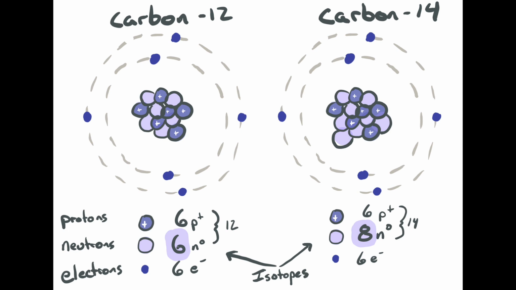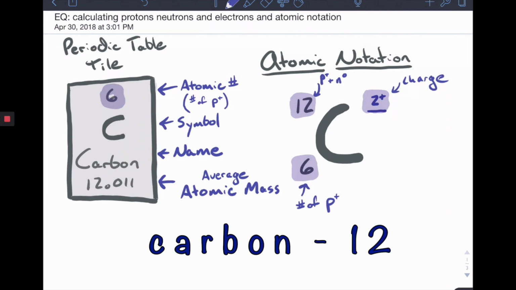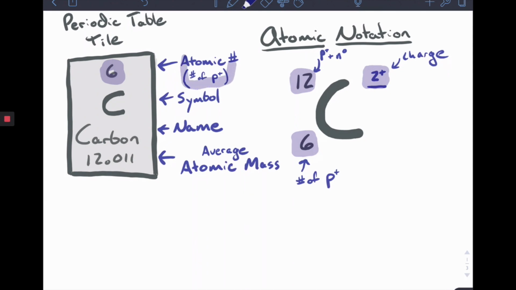Carbon-12 and carbon-14 are the most common isotopes, so normally it's 6 protons, 6 neutrons. But sometimes there are a few extra neutrons, making it carbon-14. So in this case, because the protons plus the neutrons equals 12, we would rename this one and call it carbon-12.